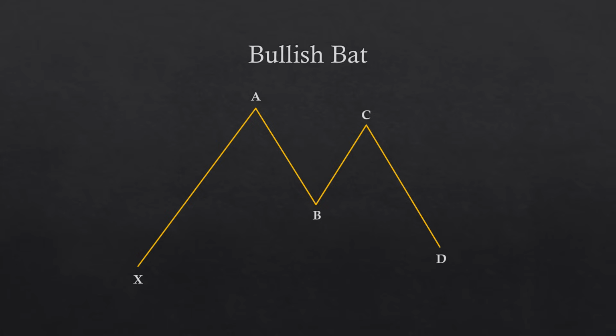The first step is to identify the first 2 legs of the pattern. The first leg is the price movement that goes from X to A, and the second leg is the price movement that goes from A to B. You notice that in harmonic patterns, price movements must respect a ratio or a range of ratios in order to work. In the bullish bat, the ratio between AB and XA must be between 38.2% and 50%. That's a rule. If the second leg is less than 38.2% or more than 50%, then we can already discard these 2 price movements as part of a bullish bat pattern.